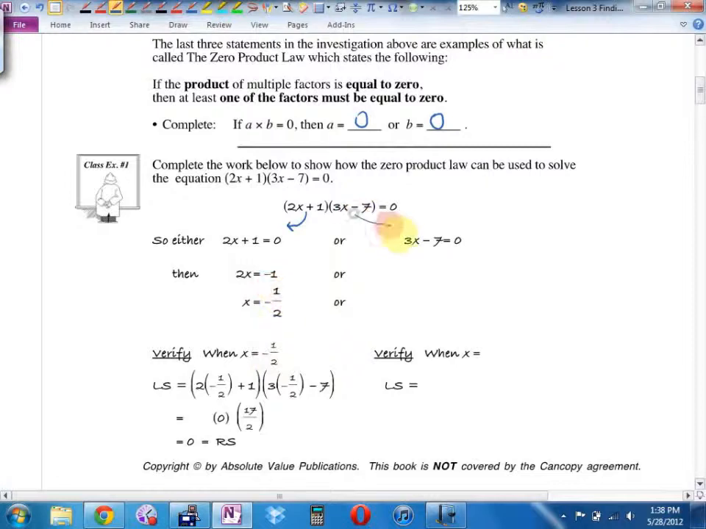Let's try this. I would pick this bracket up. I would be saying this bracket could be 0. How would I get this bracket by itself? How would I get this x by itself?